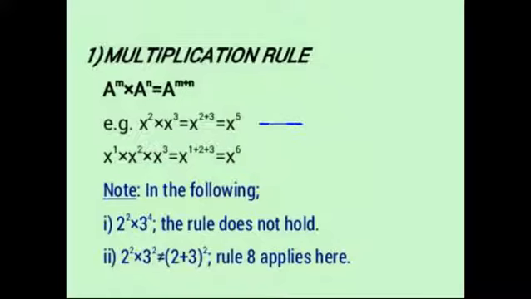Then here you have x raised to the power of 1 times x to the power of 2 times x to the power of 3 is equal to x to the power of 1 plus 2 plus 3, which is equal to x raised to the power of 6. Then you have to note the following: if the bases are not equal, here is 2 and here is 3, if they are not the same number, this rule cannot hold. And if you are having two powers that are the same, like 2 and 2, you don't add the bases. You don't ever add bases in indices because they are having the same power.